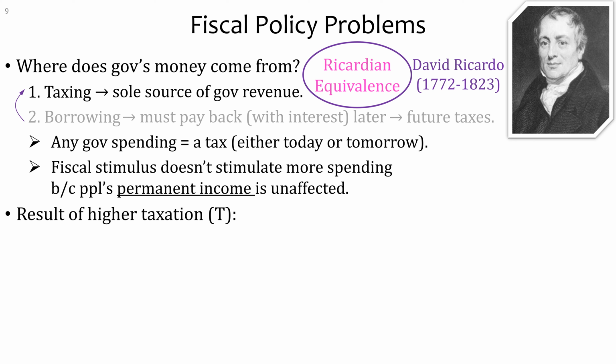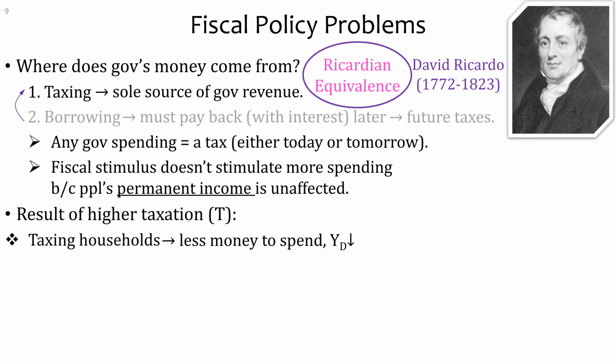Now I want you guys to really know how to analyze these things and how higher taxes affect the economy. So I'm going to give you a full breakdown of it, even though you should be able to do it by now. If the government taxes households, they're going to have less money to spend. The disposable income goes down, so consumption goes down. That's how you would analyze the effect of taxing on households.